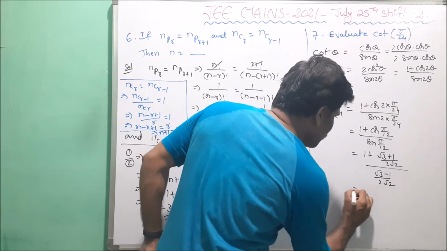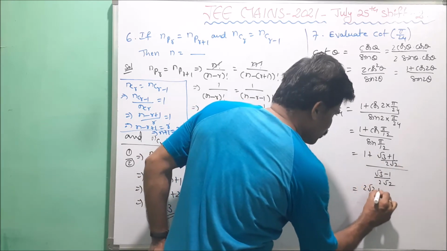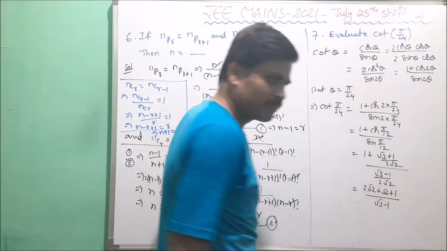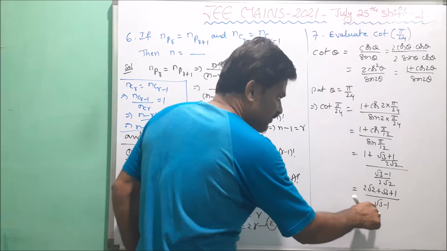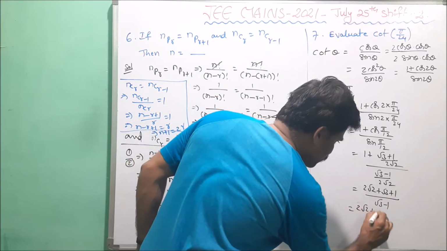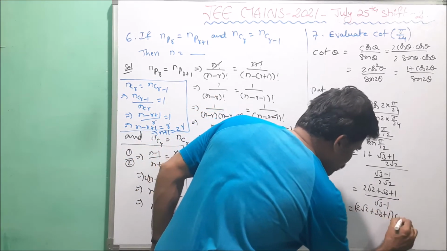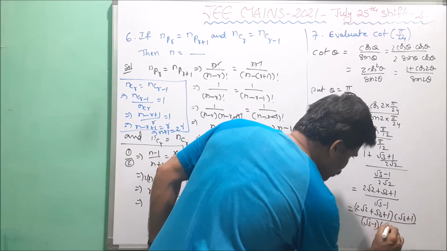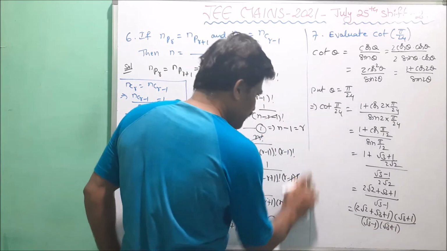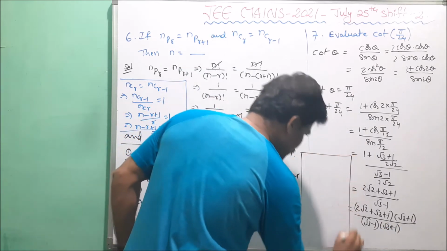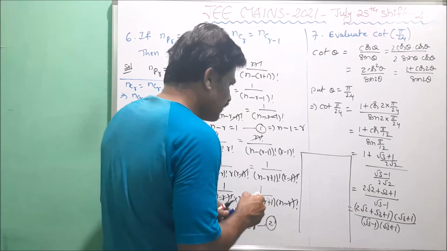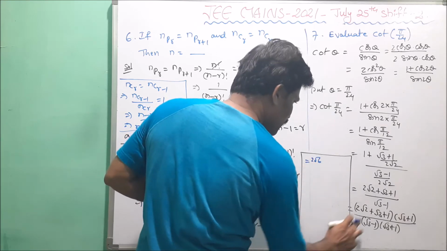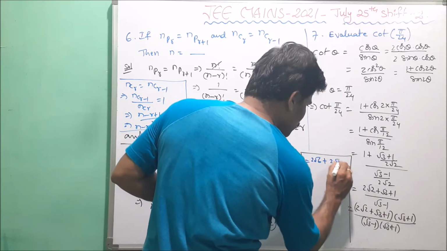And simplifying, this is 2 root 2 into 1, 2 root 2 plus root 3 plus 1 by root 3 minus 1. Now we rationalize with the conjugate factor, that is 2 root 2 plus root 3 plus 1 into root 3 plus 1 by root 3 minus 1 into root 3 plus 1. Now simplifying, we write 2 root 2 into root 3, 2 root 6, 2 root 2 into 1 plus 2 root 2.